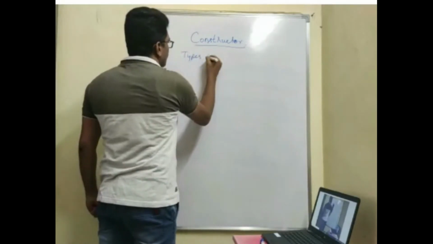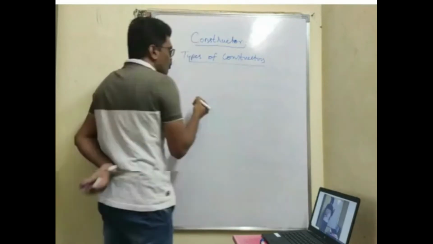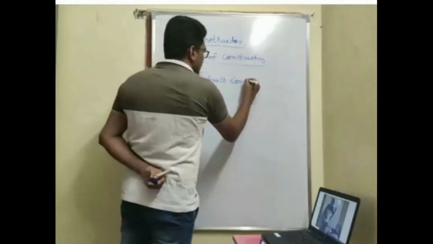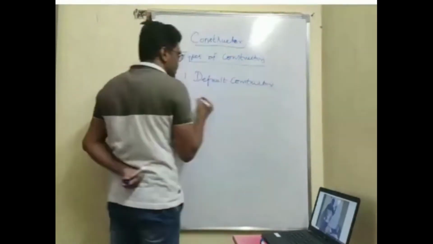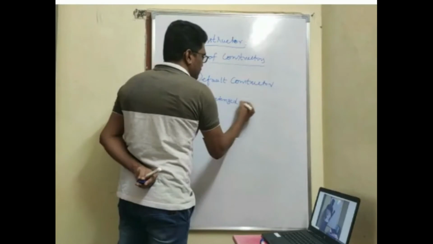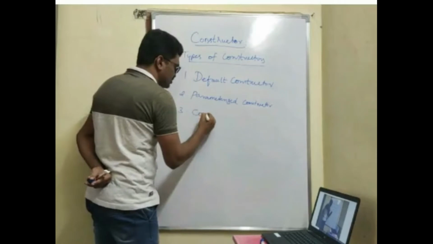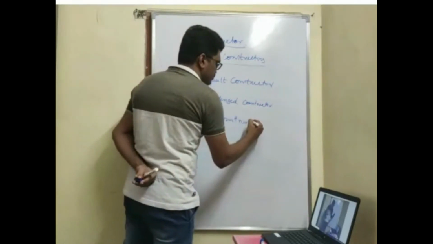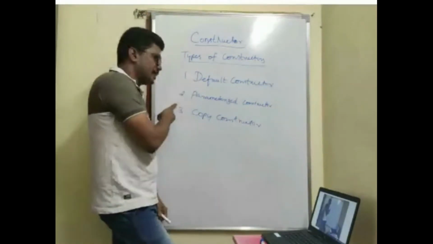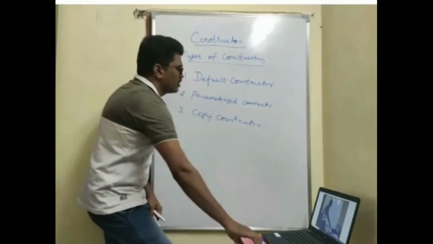Types of constructors. Once you see the example, you can understand. The first one is default constructor. Second one is parameterized constructor. The third one is copy constructor. So we'll discuss in detail about these three types of constructors.